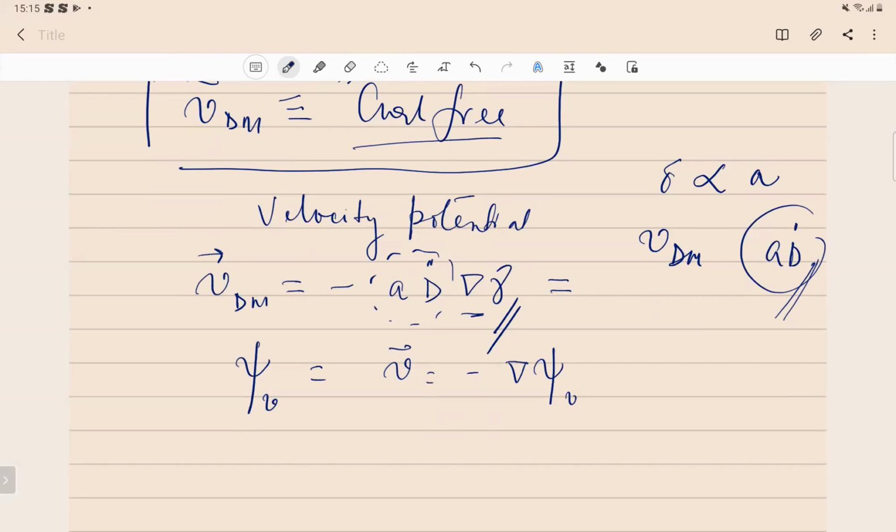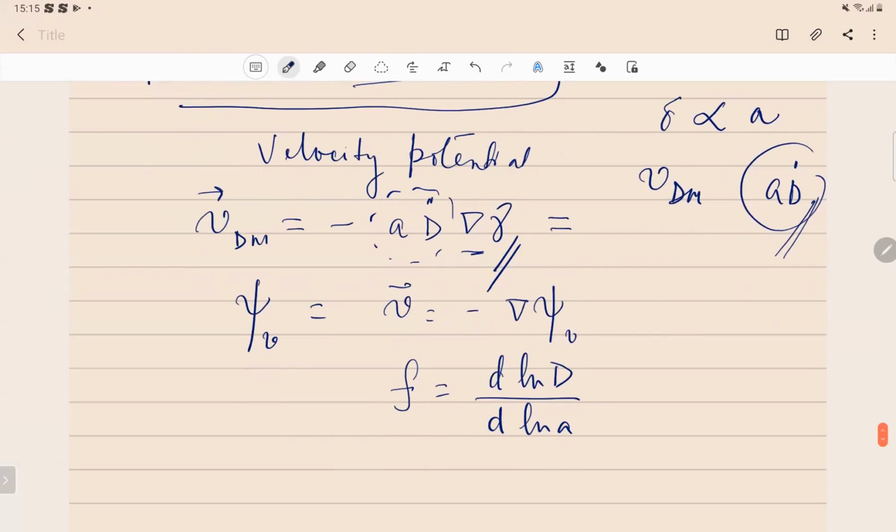What you typically do is write this, instead of D dot, which is not very convenient in cosmology, by introducing this quantity F, the logarithmic growth derivative, D log D over D log A. This is a standard thing used in cosmology, because A is a very bad unit to use, so logarithmic is good.